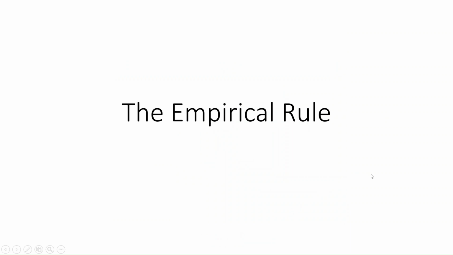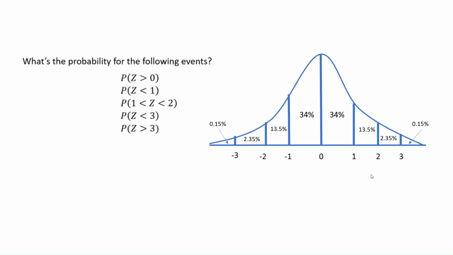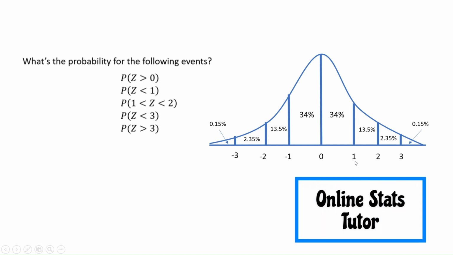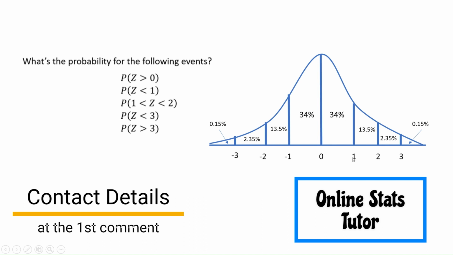So we want to talk about the empirical rule. Basically, the empirical rule is a rule that helps us sort of slice and dice the normal distribution. We're getting very specific information about each one of the slices here. We can see that from z equals 0 to z equals 1, we have 34% of the overall results.